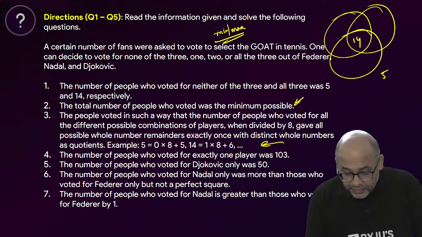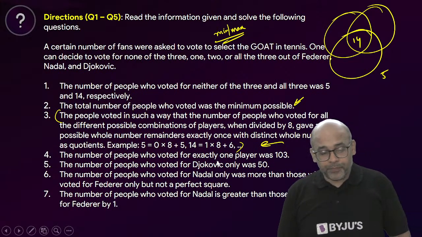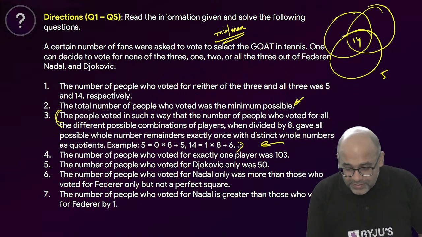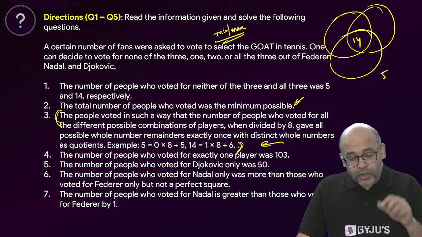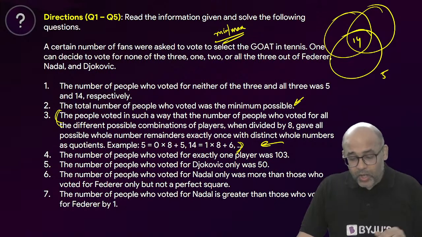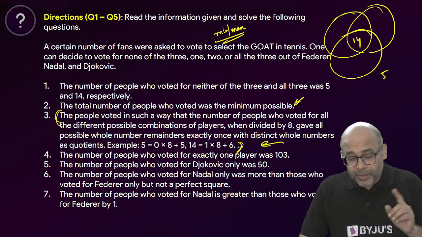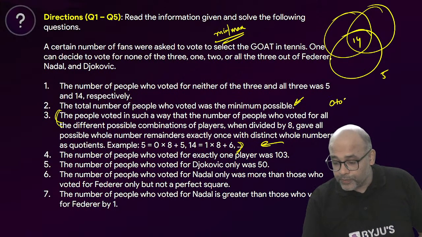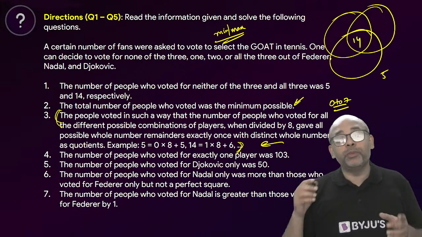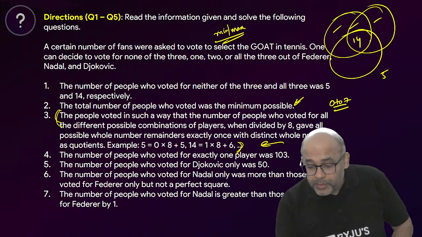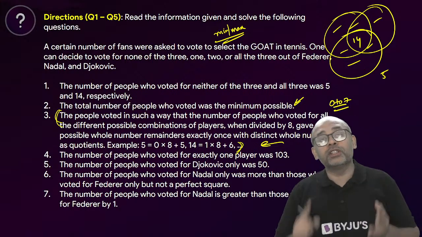Again, another thing that should be throwing you off guard is that the numbers are multiples. It's a very complex statement that they've given. The people voted in such a way that the number of people who voted for all the different possible combinations of players, when divided by 8, gave all possible whole number remainders, which means you got remainders from 0 to 7 with distinct whole numbers. So you're looking at too many possibilities. There should be a distinct quotient. So whatever numbers you're getting here, you have to make sure that the remainders are different when you divide by 8 and the quotient is different when you divide by 8.